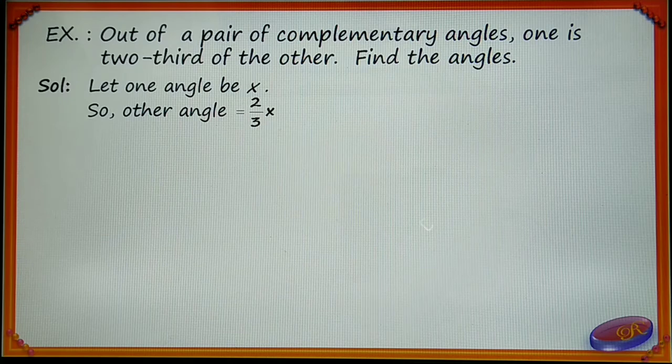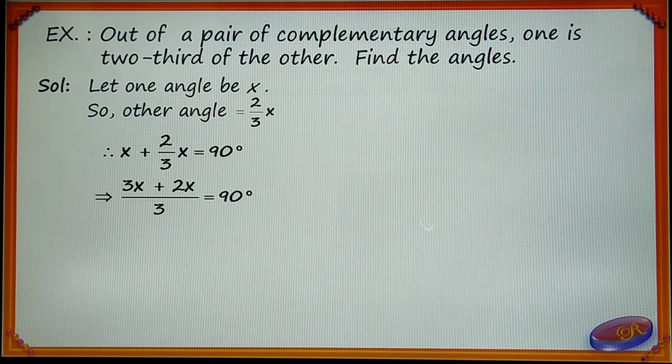Since these two angles are complementary angles, therefore x plus 2/3 into x is equal to 90 degrees. When you take LCM, that is 3, 3x plus 2x divided by 3 is equal to 90 degrees. By cross multiplication, we will get 5x is equal to 3 into 90 degrees, that is 5x is equal to 270 degrees.